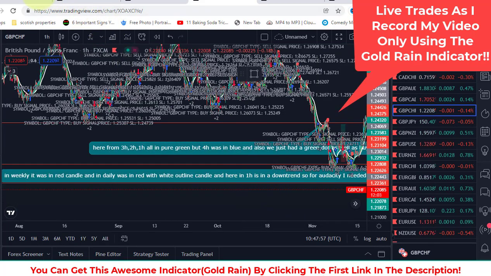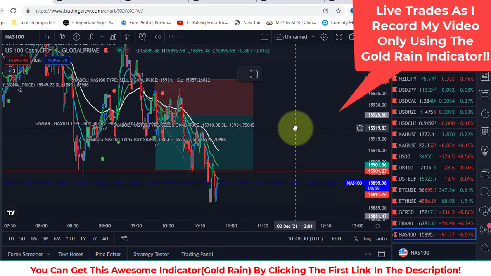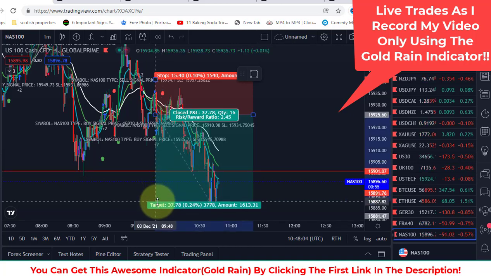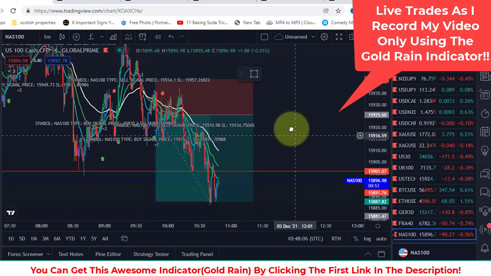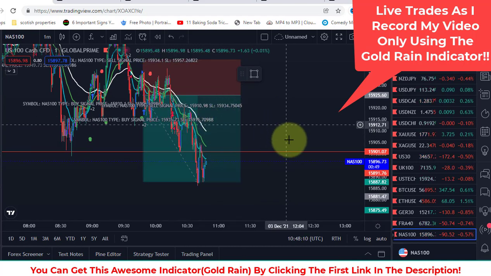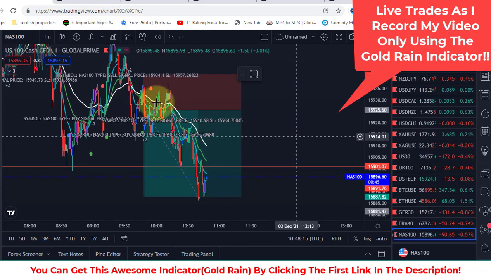If I go back to the other pairs we trade, look at this, guys. This is a lot of money with Nasdaq. I'm telling you, this is a lot of money, guys. With 1 lot size, 2 lot size, you're going to be killing it, guys. This is purely going with the indicator, again.